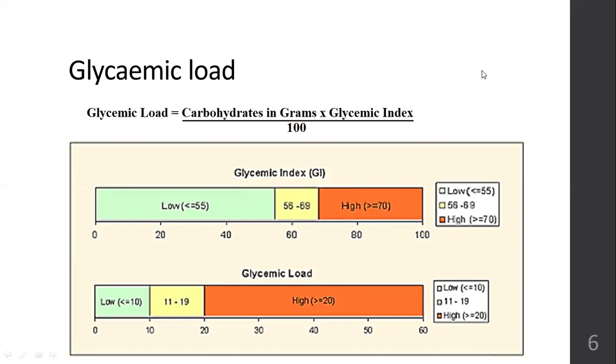Glycemic index completely ignores how much food a person eats. Every person eats a different quantity of food, even within a family. Every person is eating a different quantity of food.